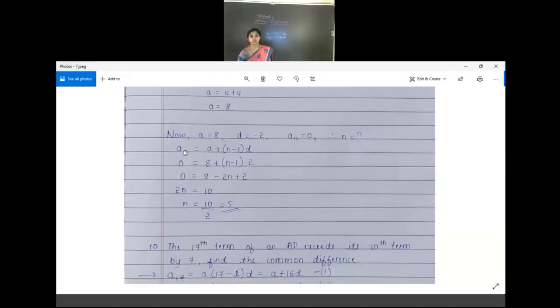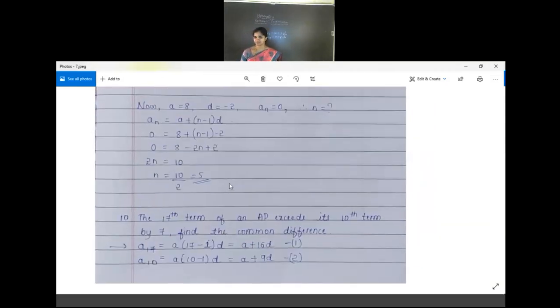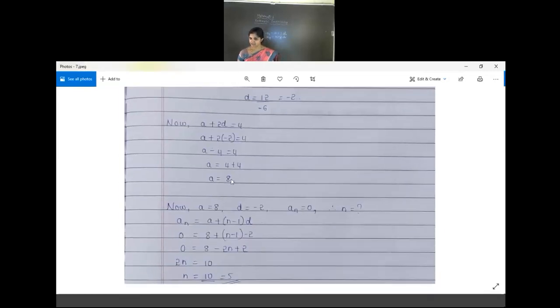So an is equal to a plus n minus 1 into d. Then in place of an, we have to substitute 0, that is equal to 8 plus n minus 1 into difference is minus 2. 0 is equal to 8 minus 2n plus 2. Then transfer this minus 2n to this side, plus 2n is equal to 8 plus 2 is 10. Then n is equal to 10 by 2, that is 5. So fifth position, a is 8, difference is minus 2. So in the fifth term, you will get 0. Got the idea of this problem now?